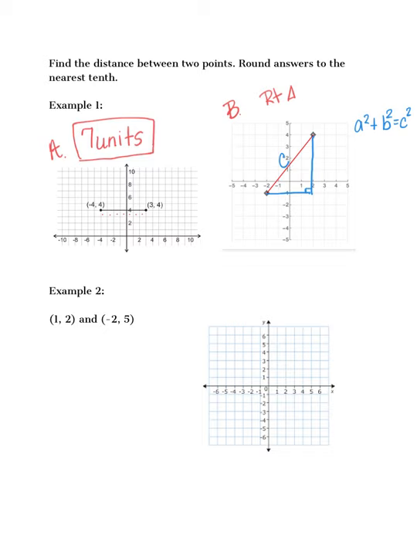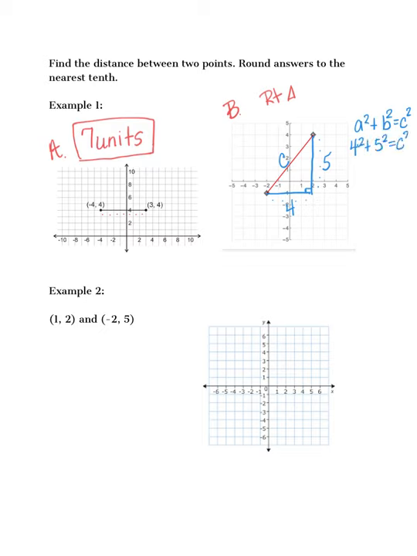Now A and B, I don't have them labeled, but I can easily find those by counting the blocks. 1, 2, 3, 4, 5. That side length is 5. Across the bottom, 1, 2, 3, 4. So that side length is 4. So I'm going to use 4 for A, 5 for B.